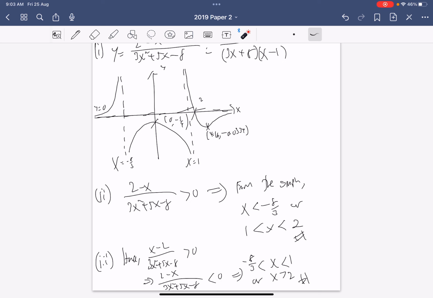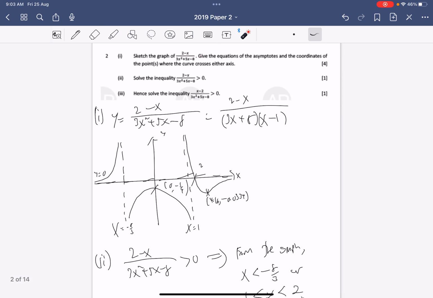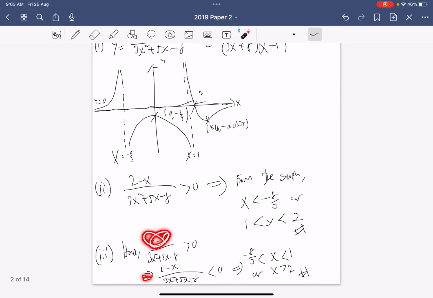So we see that this graph is -(2 - x), but here is x - 2, so we need to make it 2 - x, so we need to times -1 throughout. But when you times -1 on the other side, you need to flip the inequality. So we want the part where this graph is now less than 0. And this part is more than 0, as we found earlier. So to be less than 0 is the complement of this set of solutions. The complement will just be -8/3 to 1, and x is larger than 2. Or you can just see where the graph is negative, which is here and here.